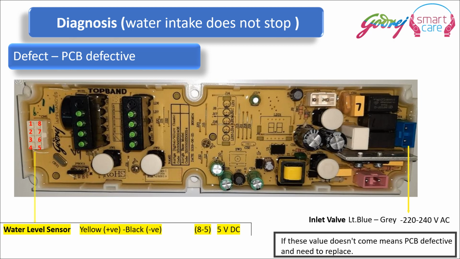At the water level sensor, the yellow and black wires, at pin numbers 8 and 5, we get 5 volt DC. At the intake valve, we have a blue color and a gray color wire, where 220 to 240 volt AC is available. If these values do not come, it means the PCB is defective and we have to replace it.